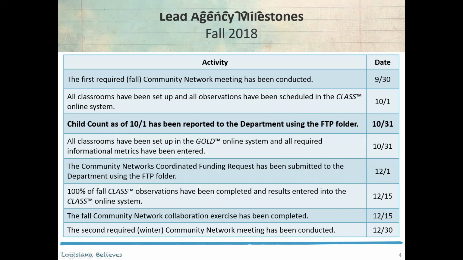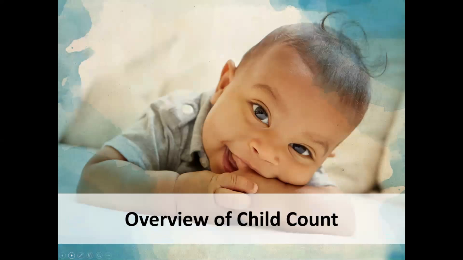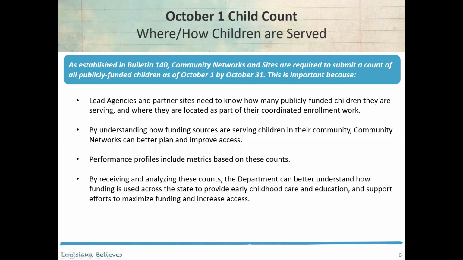This slide gives you a more detailed picture of the timeline of all lead agency milestones that are required in policy. The October 1 child count, which we will be discussing today, is due October 31st, as I mentioned previously. As established in Bulletin 140, community networks and program partner sites are required to submit a count of all publicly funded children as of October 1 by October 31st.